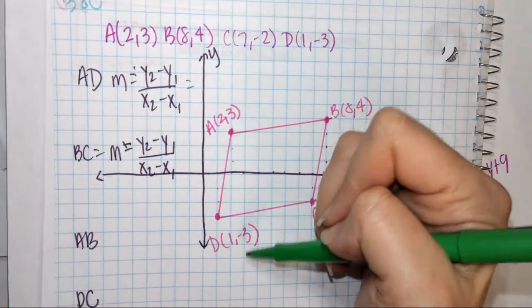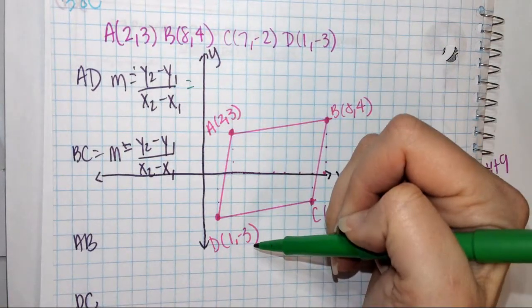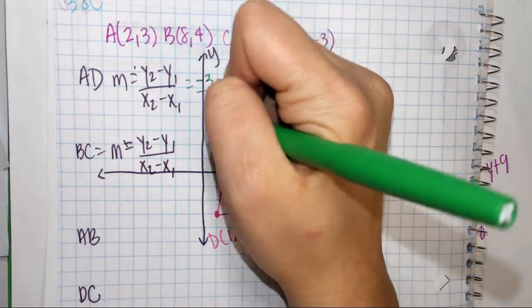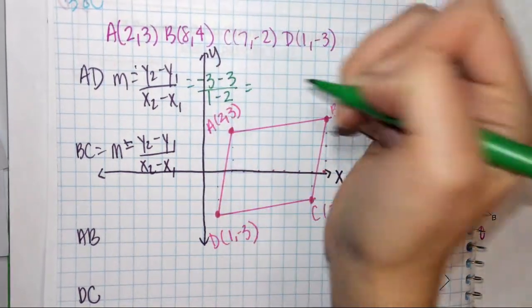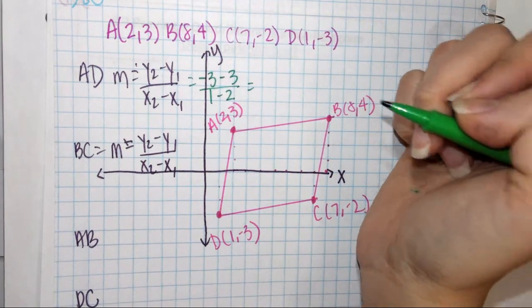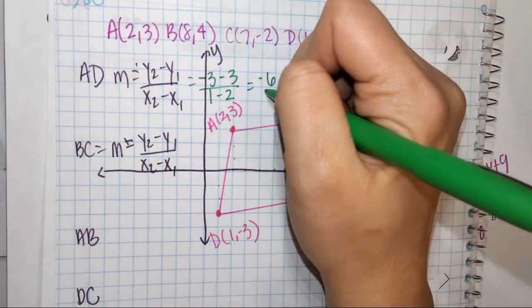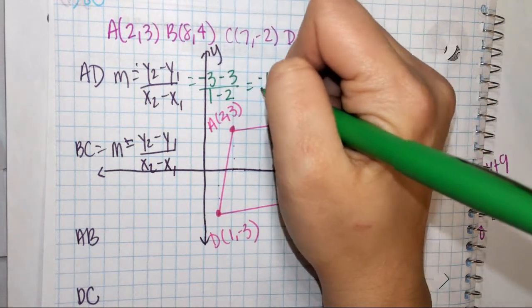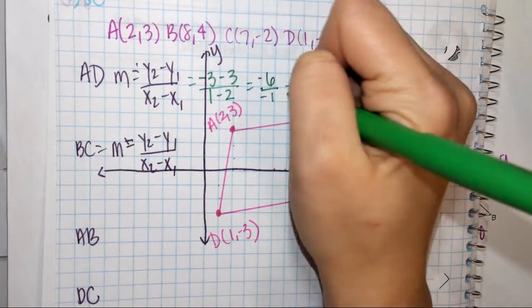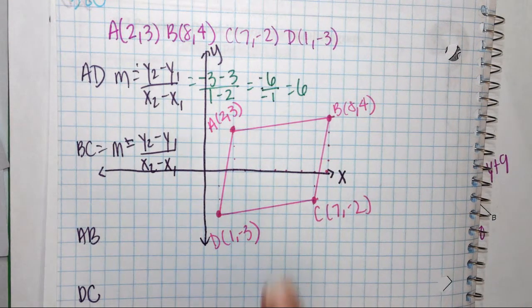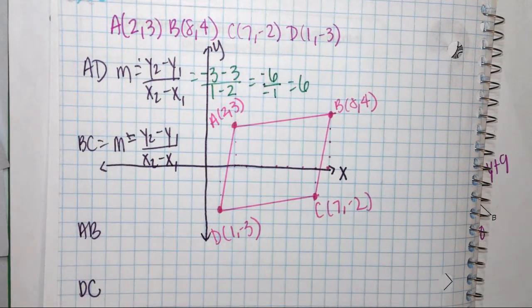So what's our y2 on AD? We do negative 3 minus 3 divided by 1 minus 2. What's negative 3 minus 3? And what's 1 minus 2? Negative 1, and that's positive 6. Now, for these two to be parallel, we want to make sure it's the same thing.